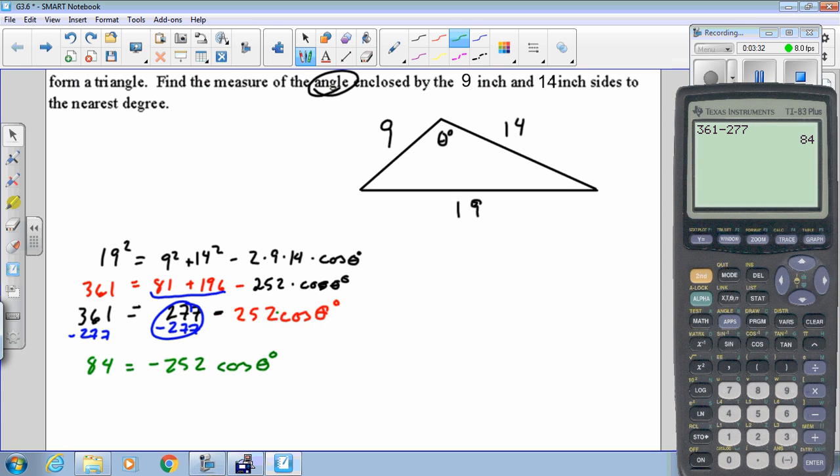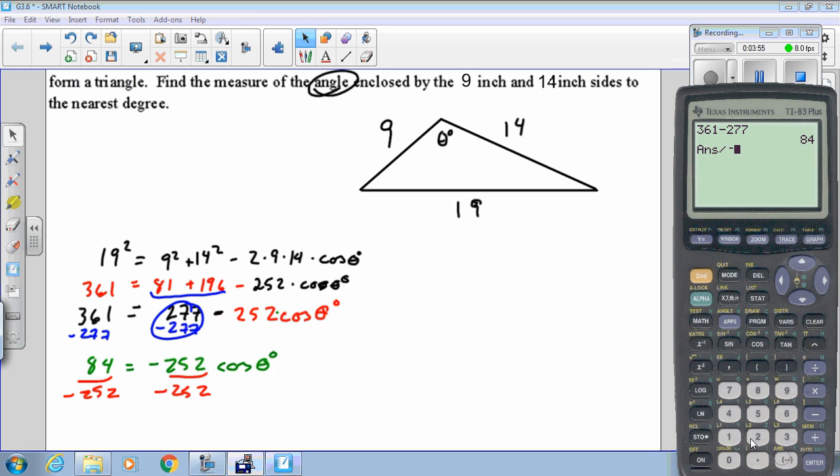So how do we solve this? From now, you have to divide by negative 252. So let's do that. By doing that, and then cosine negative 1, you will get your answer here. Okay, so let's do 84 divided by negative 252, and then second function, cosine negative 1, my answer, 109.5.